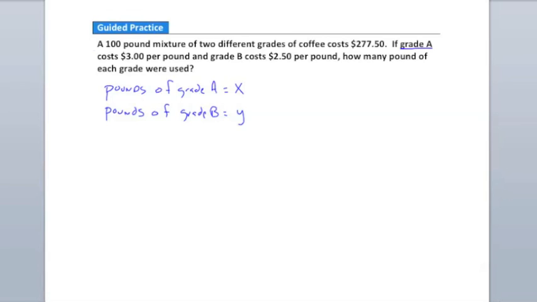The first one is easy to find. There's 100 pounds of this mixture. So if I add the pounds of grade A, which we're calling X, plus the pounds of grade B, which we're calling Y, altogether that's 100 pounds of coffee.